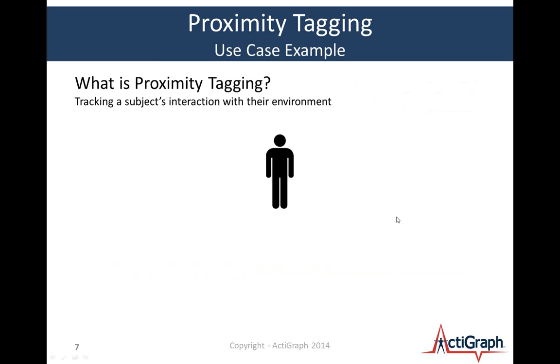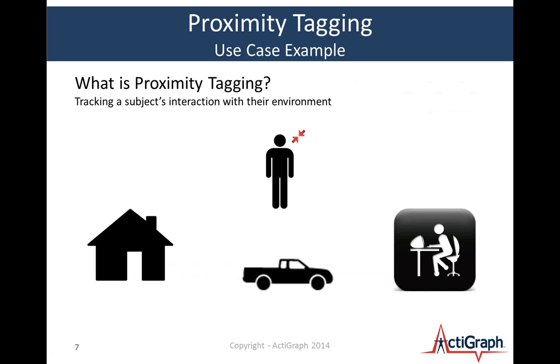So what is proximity tagging? It is literally, in our use case, tracking a subject's interaction with their environment. And so we might be interested in looking at how a subject interacts with their environment, meaning not only how active are they, or inactive in some cases, but how often are they in certain locations within their own environment. And so we know that a subject, for instance, might spend time at home or in a vehicle or at work, and some technologies try to implement GPS to track that location and then correlate that back to various activities.